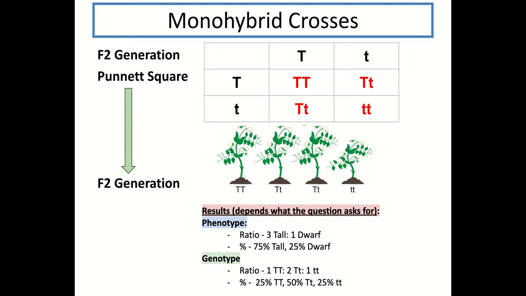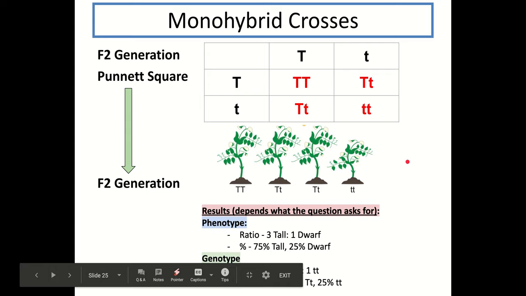Let's imagine these four offspring make up 100%, so each one's worth 25. What percent would be tall? Well, this Punnett square tells me that three out of the four would be tall, so that's 75%. That means 25% would be dwarf. So if I was to write it as a percentage instead, I would say 75% would be tall, 25% would be dwarf.